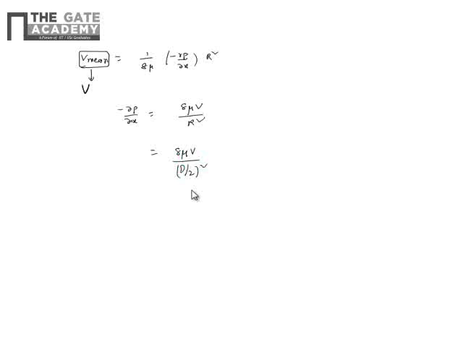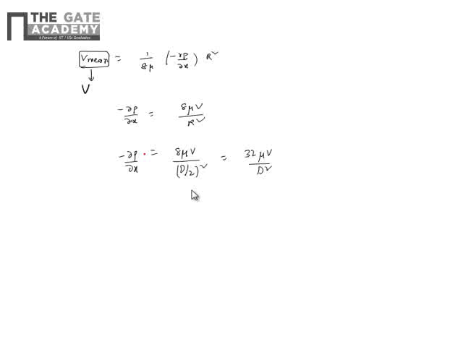So we got V mean as 1 by 8 mu into minus dou p by dou x into r square. So let me write this. From now onwards V mean I'll consider as capital V, that is the mean velocity. So minus dou p by dou x can be written as 8 mu V by r square. R square, if I express in terms of diameter, will be d by 2 whole square, which will be 32 mu V by d square. So this is minus dou p by dou x.